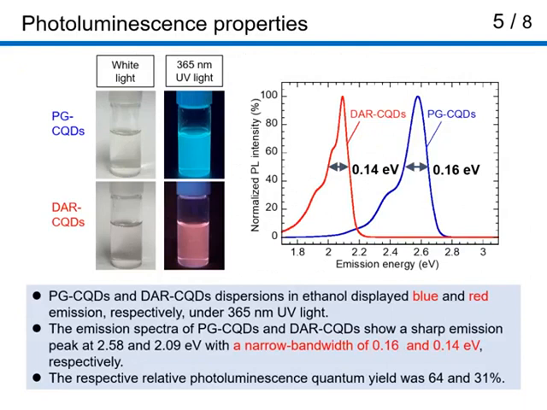PGCQDs and DRCQDs dispersion in ethanol displayed blue and red emission respectively under 365 nanometers UV light. The emission spectra show a sharp emission peak with a bandwidth of 0.16 and 0.14 electron volt respectively. The respective relative photoluminescence quantum yield was 64% and 31%.